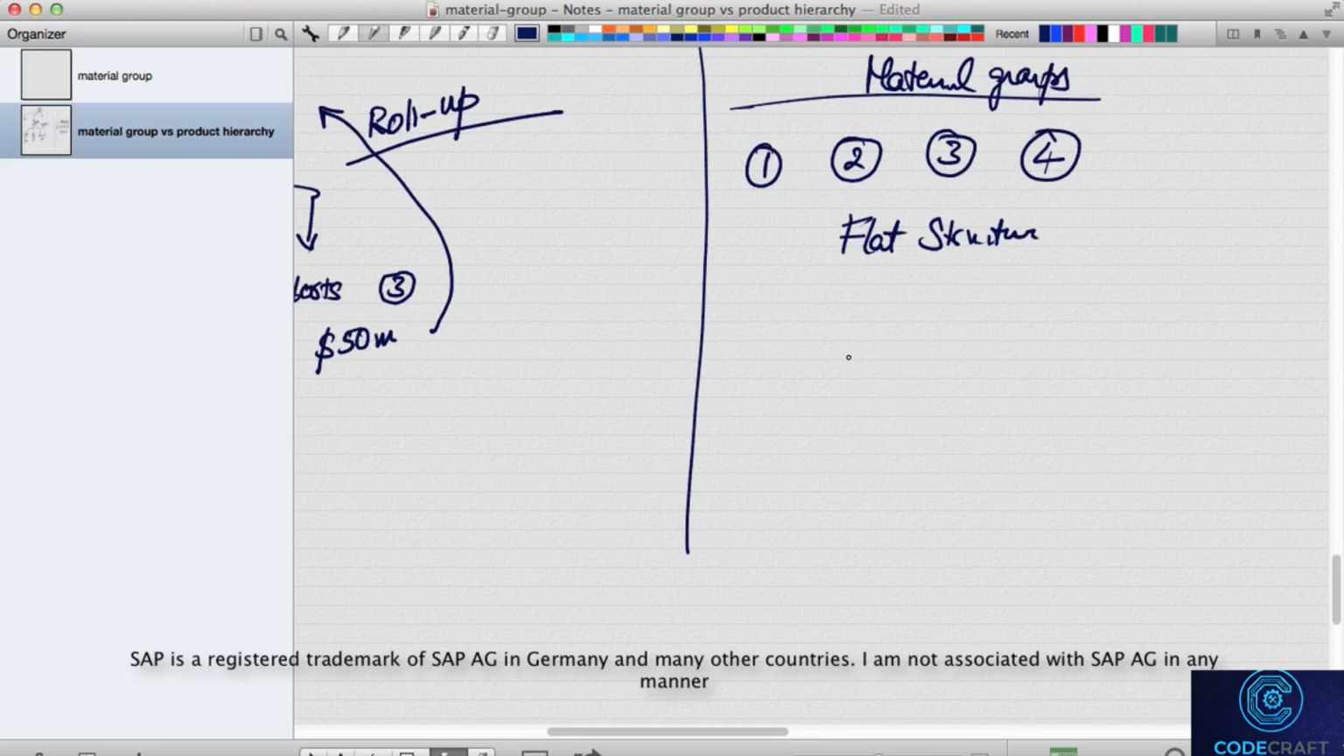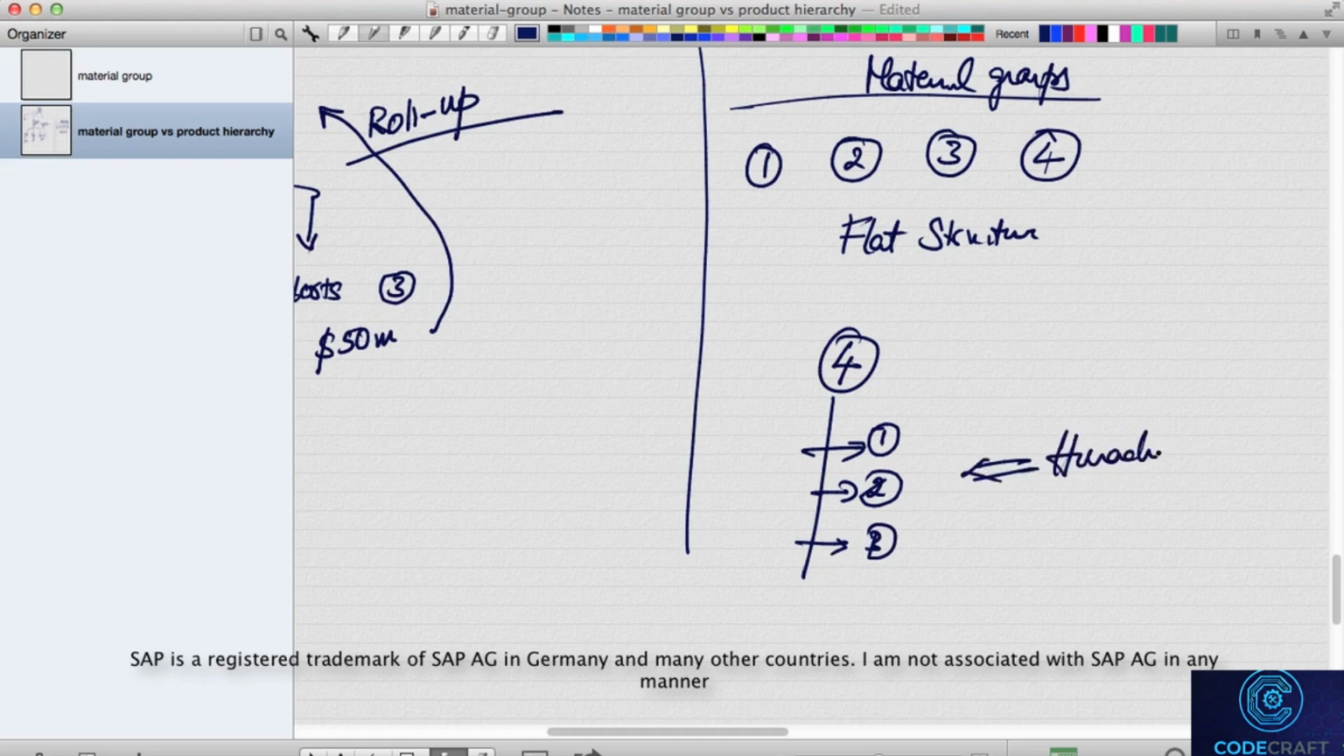A hierarchical, on the other hand, is going to be something like this. So this is clothing, and it has designer, sports, and regular wear. So this is hierarchical. And this is how product hierarchy is structured.